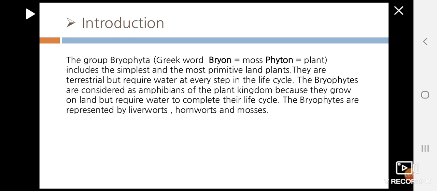First of all, what is the group Bryophyta? Bryophyta consists of two words, bryon and phyton. Bryon means moss and phyton means plant. This group includes the simplest and the most primitive land plants. They are terrestrial, but they require water to complete their life cycle. So they are also called the amphibians of the plant kingdom.